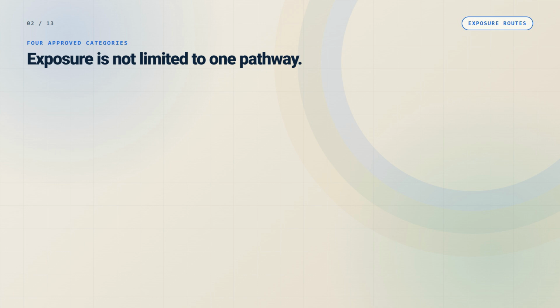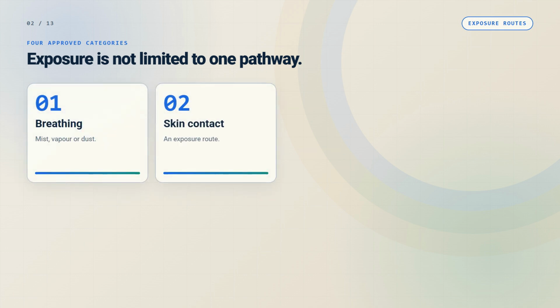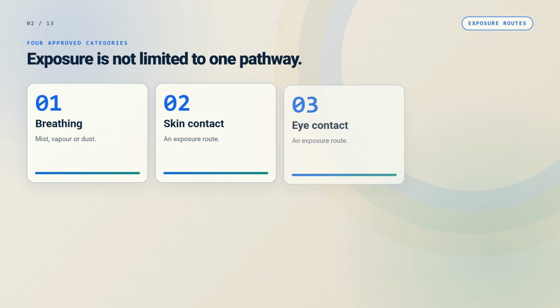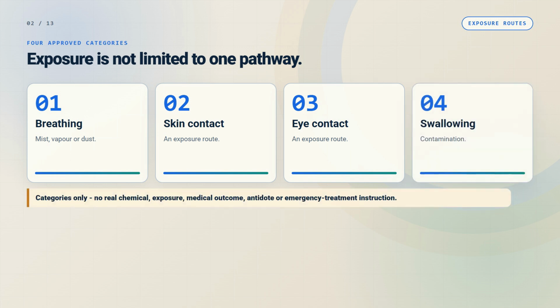Exposure can occur by breathing mist, vapor or dust, through skin or eye contact, or by swallowing contamination. The animation separates those routes so they are easy to recognize as categories. It does not show a real chemical, concentration, task, worker exposure or medical outcome. It gives no product-specific protection, antidote or emergency treatment instruction.